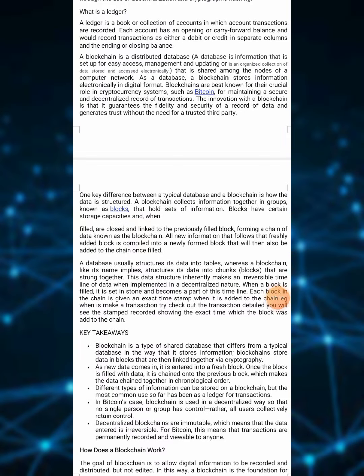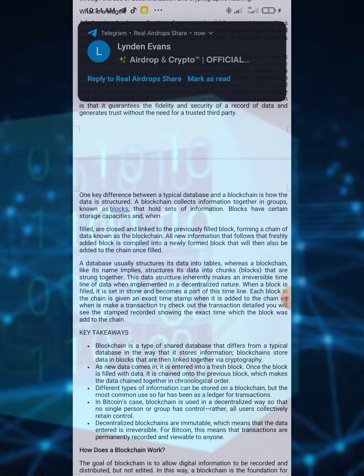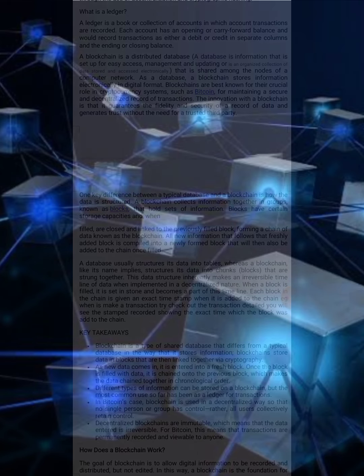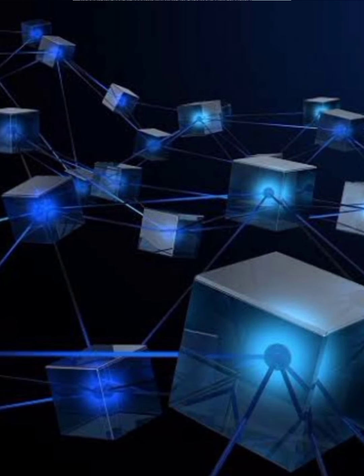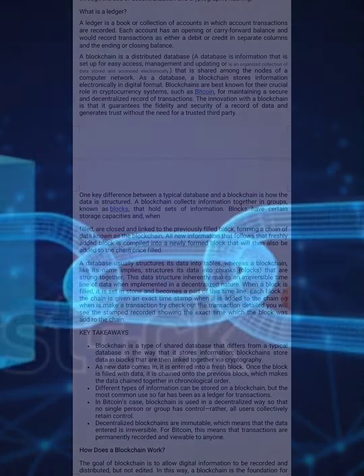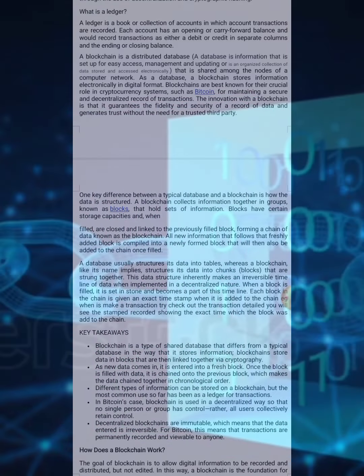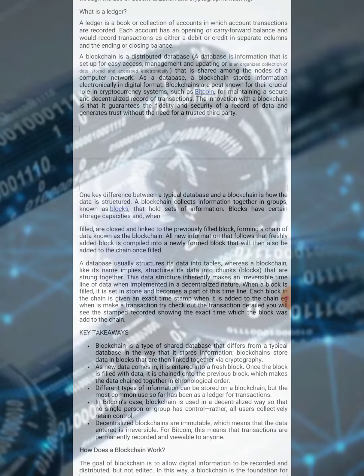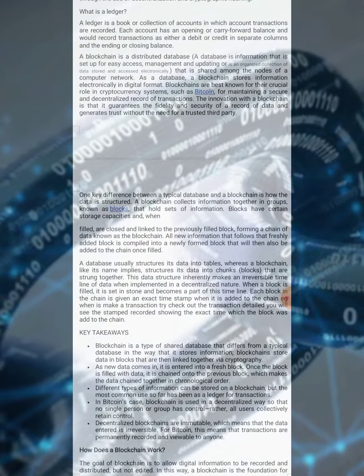The key difference between a typical database and a blockchain is how the data is structured. A blockchain collects information together in groups known as blocks, and each holds a set of information. These blocks have a certain storage capacity, and when filled, they are closed and linked to the previously filled block, forming a chain of data known as the blockchain. So guys, when these blocks that contain information are filled, they are linked to the previously filled blocks, and they form a kind of chain of blocks. So that's where the word blockchain came from.